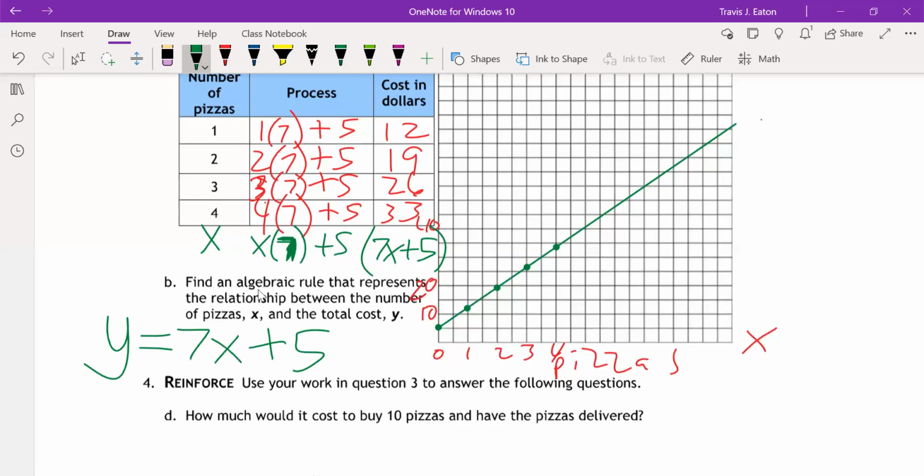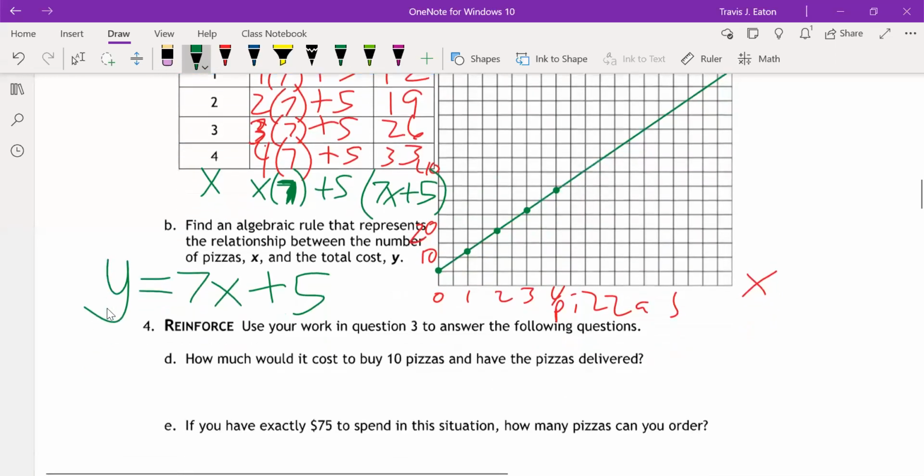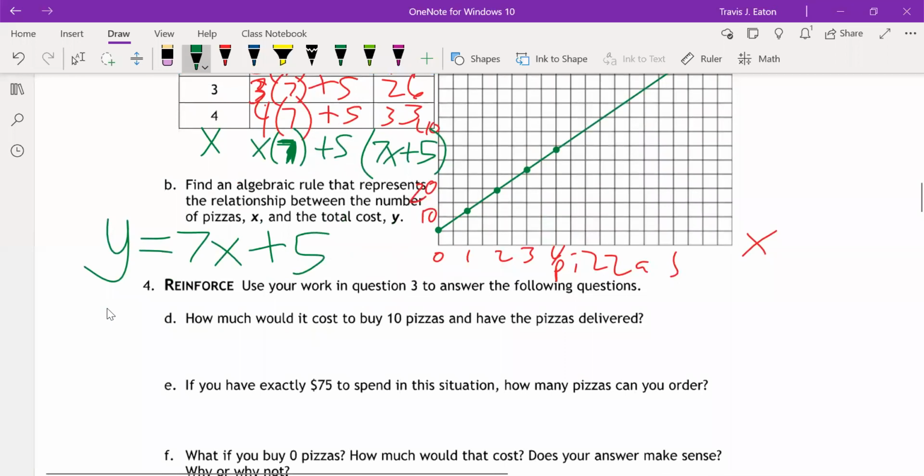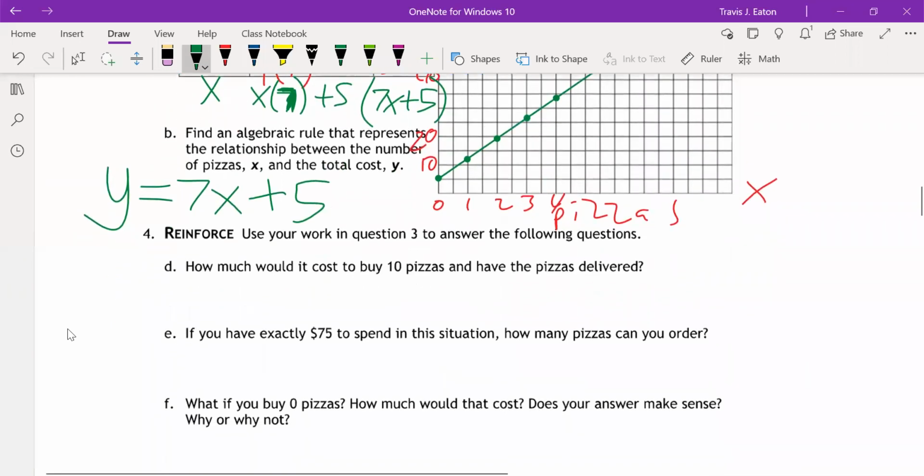I don't see any question marks in the chat, so I'm assuming that we're doing great. We're doing just marvelous. So let's go on to question 4, because we're going to use everything that we did in number 3 to answer question 4. So how much would it cost to buy 10 pizzas and have them delivered?